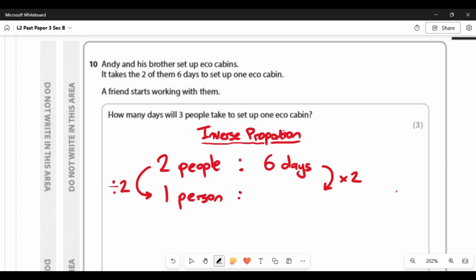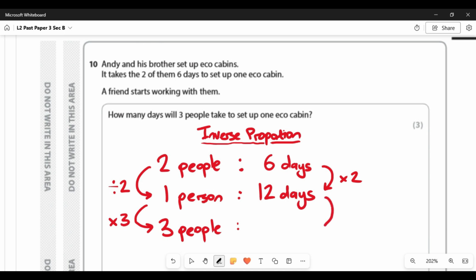Yep, so you just have to watch out for these type of questions. So what you do to one side, you do the opposite to the other side. So in this case, 6 times 2, which is 12 days for one person. Obviously we want it for 3 people, because that's what it's asking for. So to get from 1 to 3, you would normally multiply by 3, but on this side we're going to have to divide by 3 because it's the opposite. Yep, because this is going to take us much quicker. So for 3 people, 12 divided by 3 is going to take them 4 days to complete.